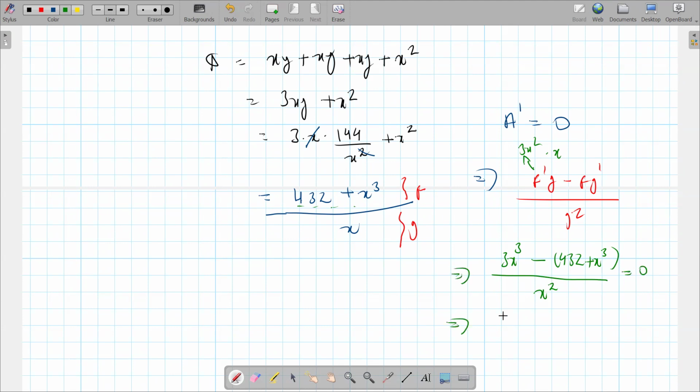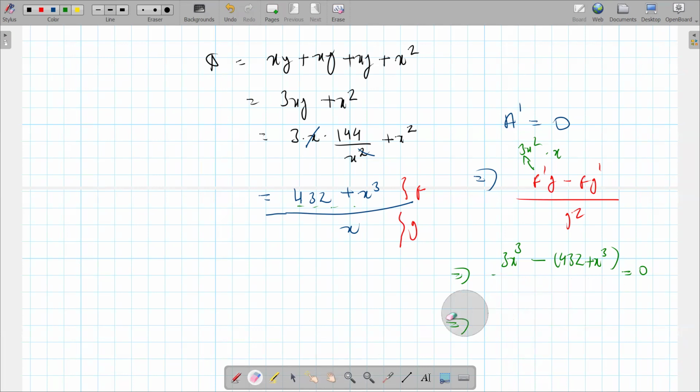How do we solve this for x when it's equal to 0? Try getting rid of the denominator. What happens if you multiply both sides by the x squared in the denominator there? Does it disappear? Yep, x squared gone.